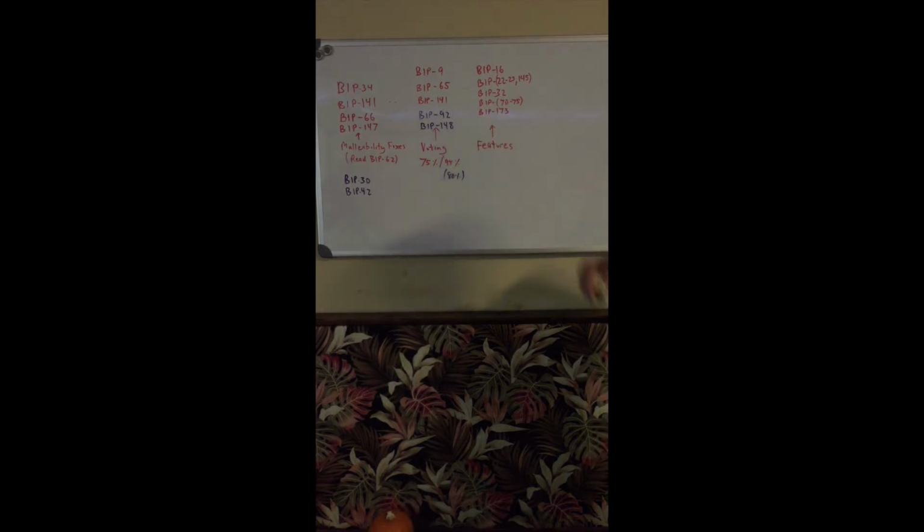So BIP65 was one of the successfully activated ones. It is OP_CHECKSEQUENCEVERIFY, and also I think OP_CHECKLOCKTIMEVERIFY, and those are 2 different opcodes that are added that allow you to use a sequence number, which is like an iterating nonce type thing, and a lock time to build transactions. It's an opcode.